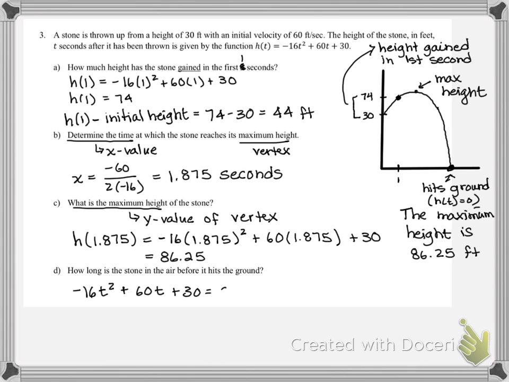How should we solve that? Factor? Yeah, we can factor. I'm going to make sure that we can factor by doing b squared minus 4ac. So what do you get when you find the discriminant?